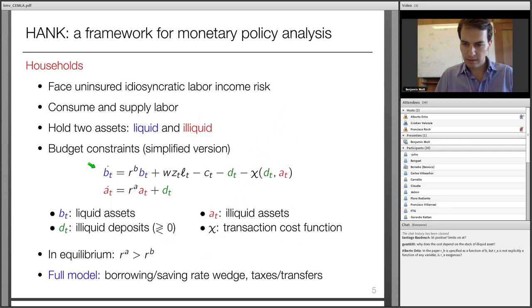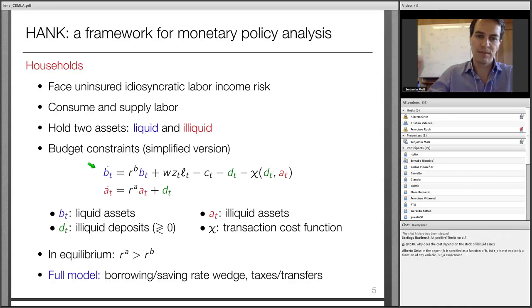So the answer to that question: the question is, why is RB specified as a function of B? The only reason why in the paper RB is specified as a function of B is because of this wedge between borrowing and saving rates here, right? In particular, RB of B just means that it's one value if B is greater or equal to zero and another value if B is negative, okay? So if you look further in the paper, it'll just say RB of B equals, then there's two cases, RB plus if B is positive and RB minus if B is negative.